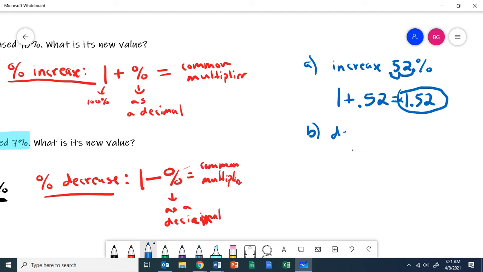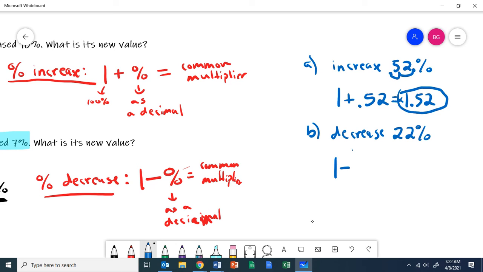This time I'm going to say a decrease of, let's say, 22%. I want you to find the common multiplier if it's a decrease of 22%. All right, so we should be doing just like the percent decrease says: 1 minus the percentage as a decimal.